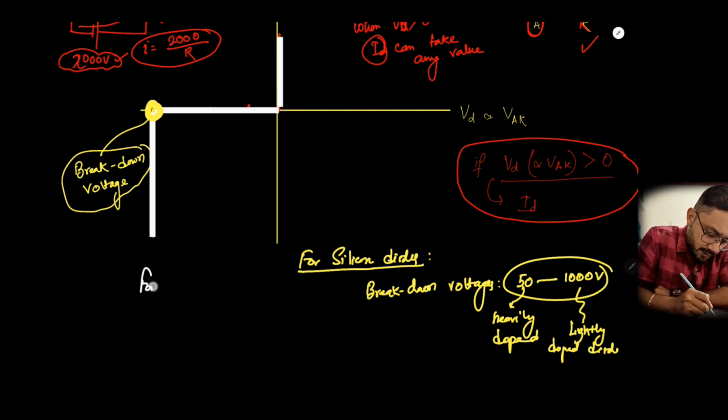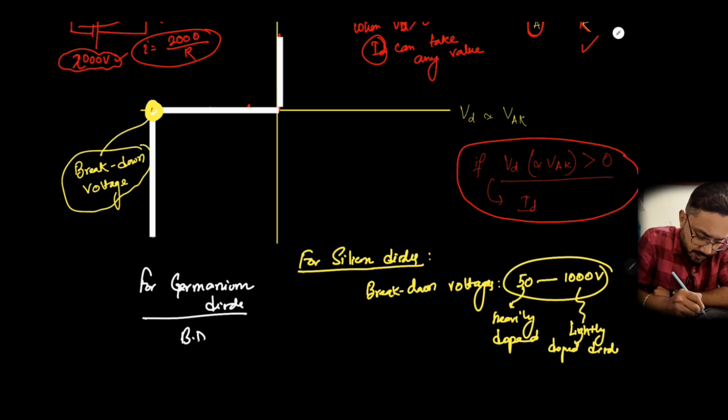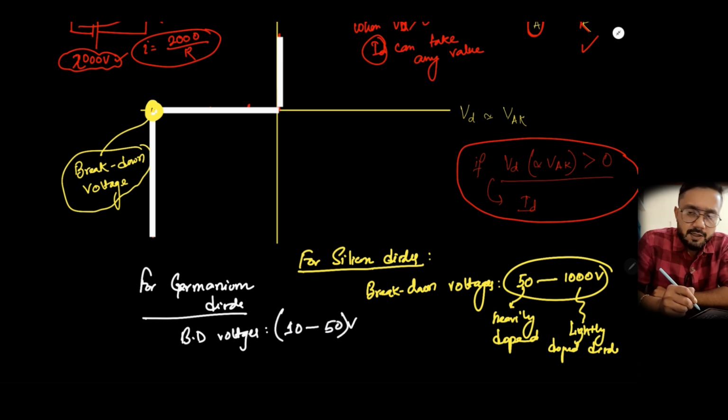And for another material that is widely used, the germanium, for germanium diodes, the breakdown voltage typically ranges from like 10 to 50 volt. It is very less in case of germanium diode. So whenever you use a diode for any application, make sure that the reverse bias voltage does not cross the breakdown voltage of the diode, otherwise the diode will lose its property and it will start conducting.